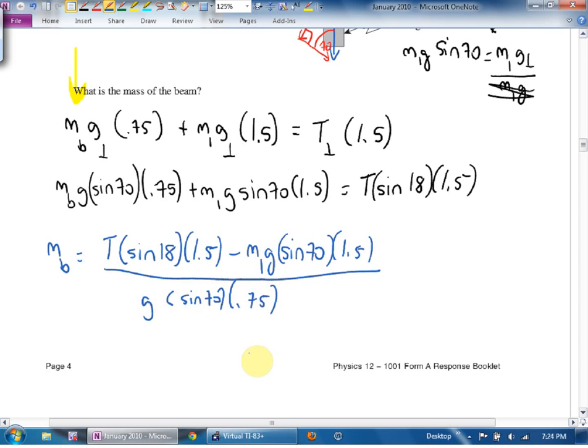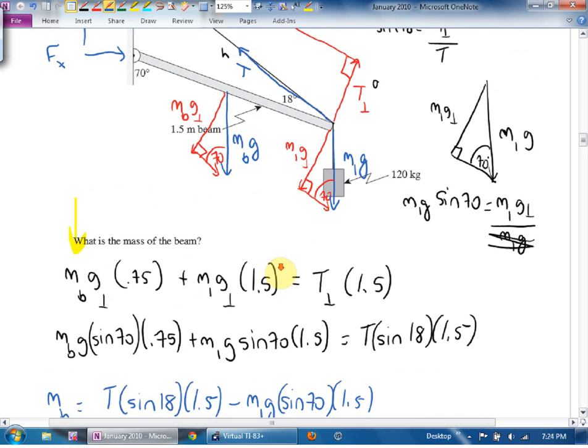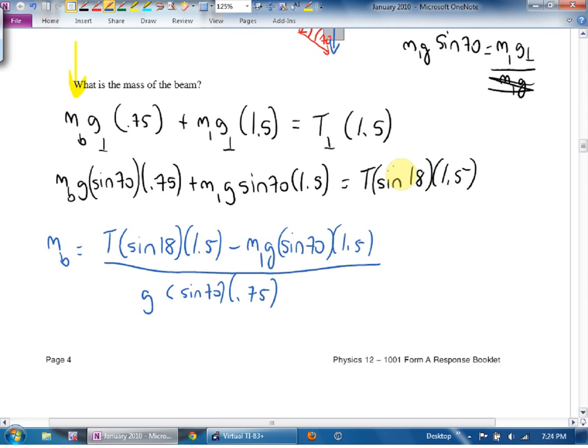They did tell me the tension, 3,700. They did tell me mass 1, 120. And I could crunch this. I'm not going to bother going to the answer. I'm going to assume if you can get this far, you can carefully type on your calculator. Yes, yes, yes, yes, yes. So there's a torque.